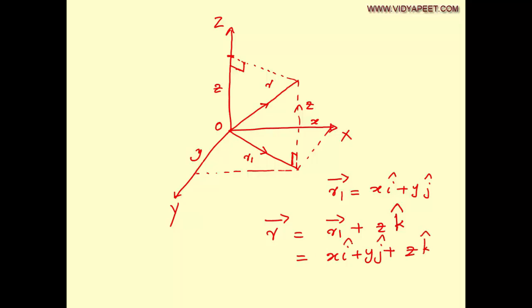You can see that the same form is preserved, that is any three dimensional vector r can be written in the form xi plus yj plus zk. So this is the most convenient notation.